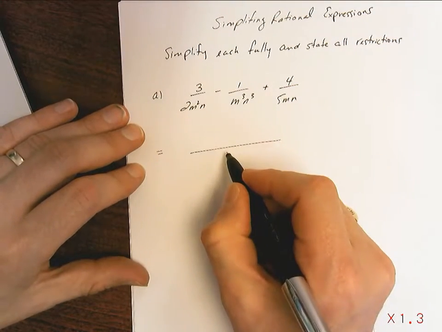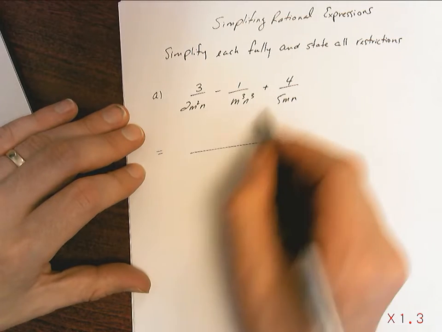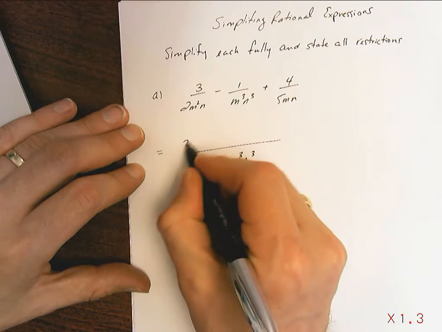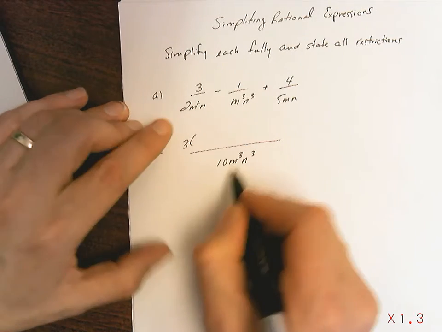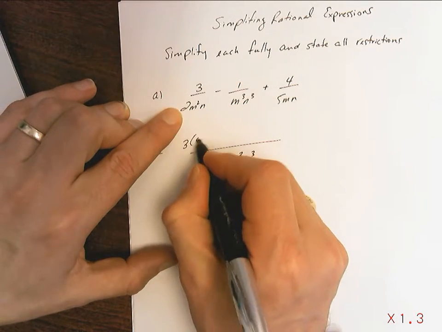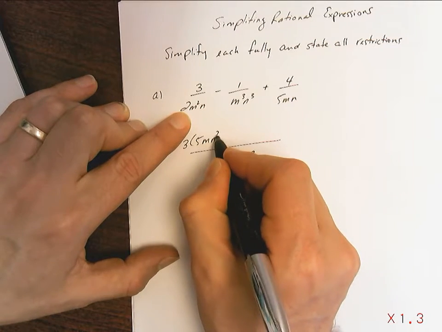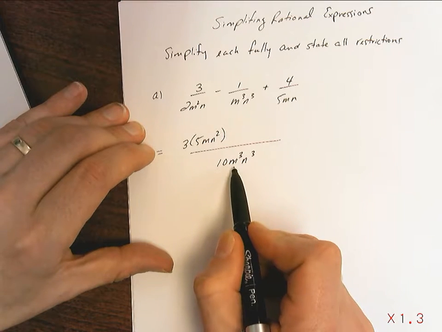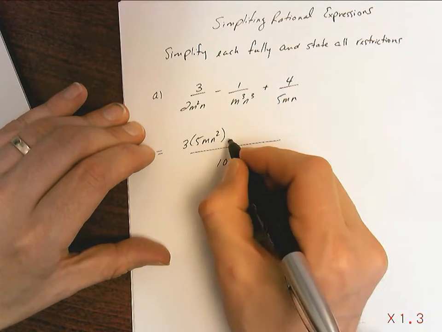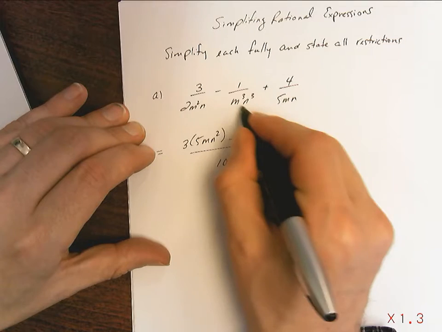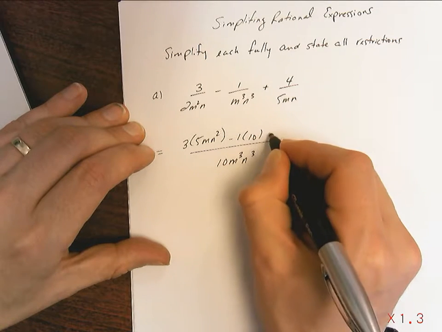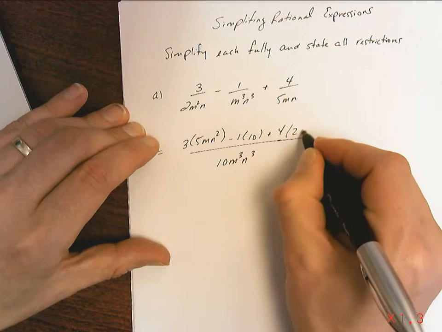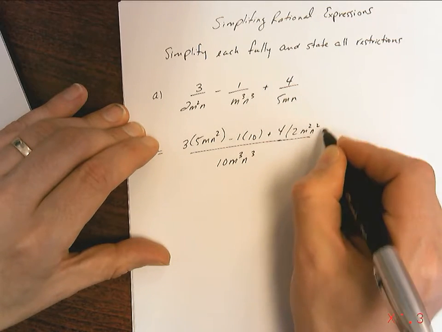So the lowest common denominator here is going to be 10m³n³, which means the 3 needs to be multiplied by a 5, an m, and an n squared, because that's what it's going to take to multiply 2m²n to get 10m³n³. And then the 1 needs to be multiplied by a 10, because that's what it's missing. And the 4 needs to be multiplied by a 2, an m squared, and an n squared.